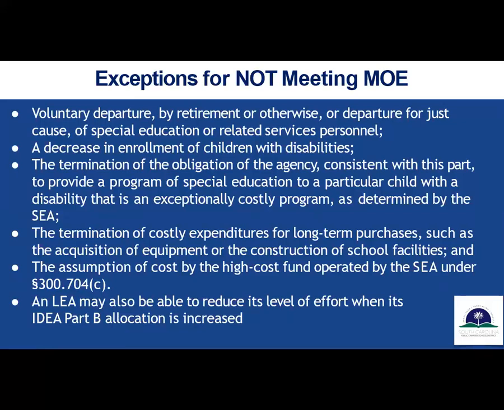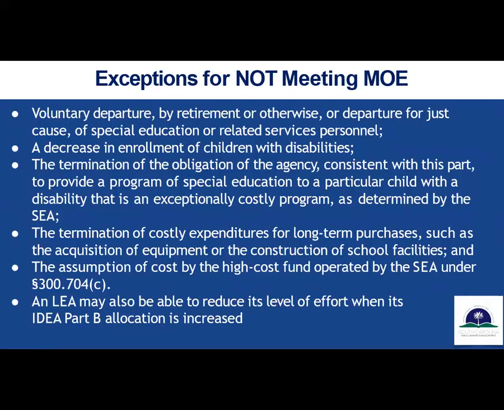If you had a large number of students with disabilities unenroll or leave your school. If you had a student with a disability who cost the school an exorbitant amount of money, such as a blind student or a physically and cognitively impaired student that needed additional extra services, and that student moved out of your building or transferred out, then that could be an exception for not meeting MOE.